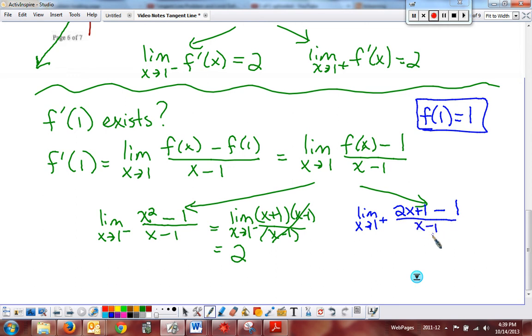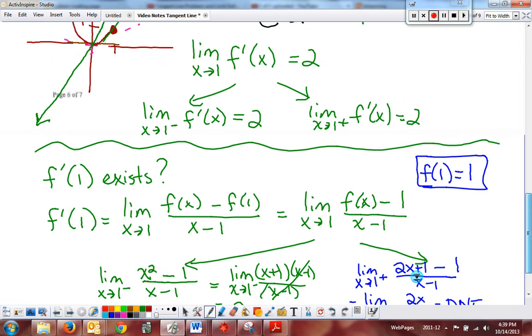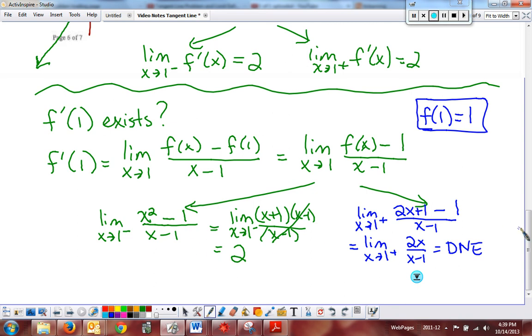And then I have over x minus 1, which if I simplify is the limit as x approaches 1 from the right of 2x over x minus 1. Oh, wait a minute. This is going to give me, when I plug it in, a number over 0, which tells me that the limit does not exist because there is some kind of a vertical asymptote going on. So even though this slope on the left and the right is the same, the limit doesn't exist, so the derivative f prime of 1 does not exist because the limit definition doesn't exist. The left and the right aren't the same.